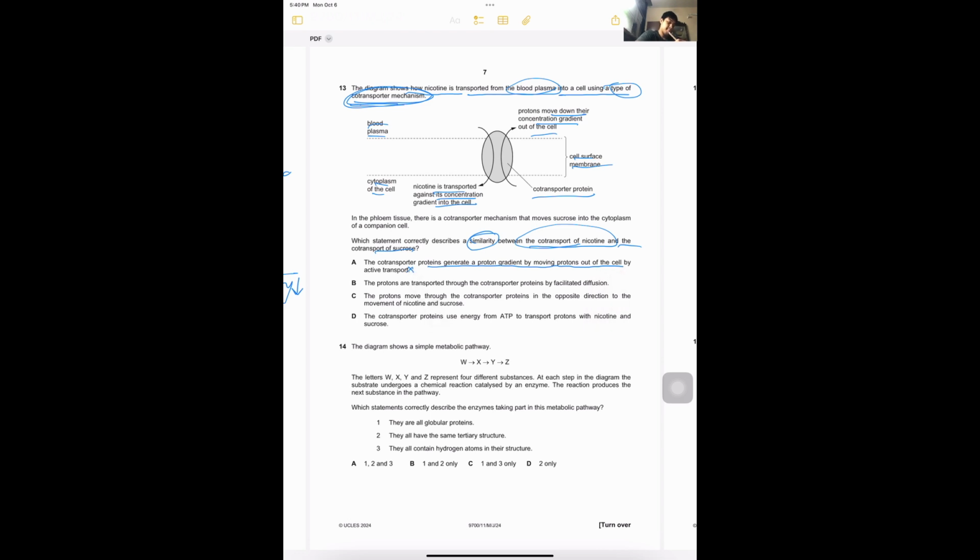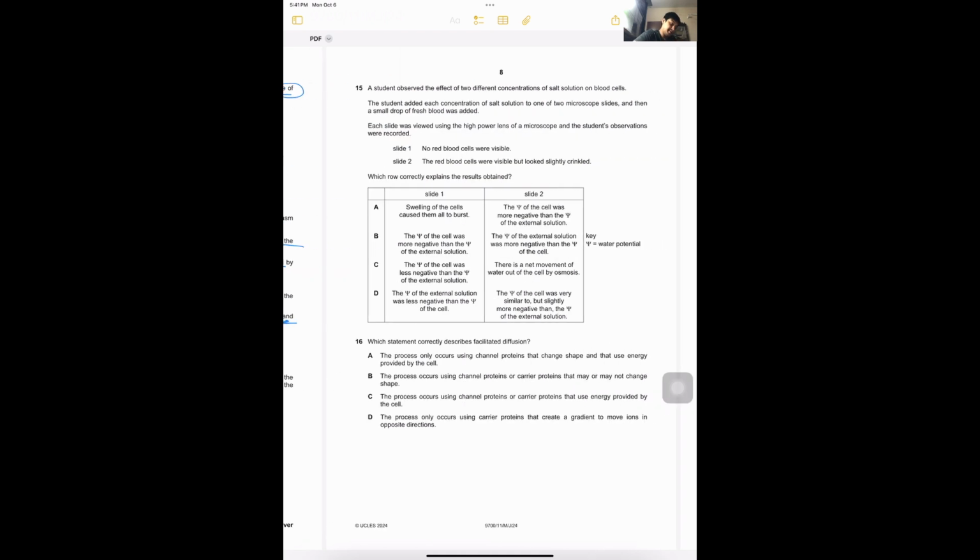That is wrong. The protons are transmitted through the co-transporter protein by facilitated diffusion, right? It's not by active transport, so it should be B. The proton moves through the same co-transporter protein, it is actually the same direction, so that is wrong. The co-transporter protein uses energy from ATP to transport protons with nicotine, and no, that is not a similarity. So okay, it's just B.